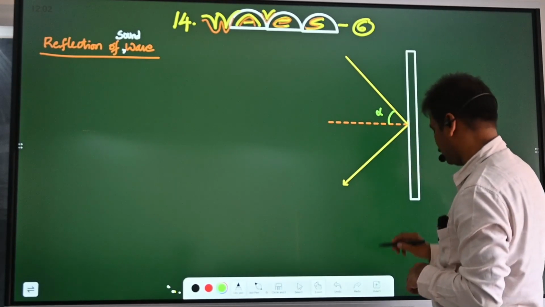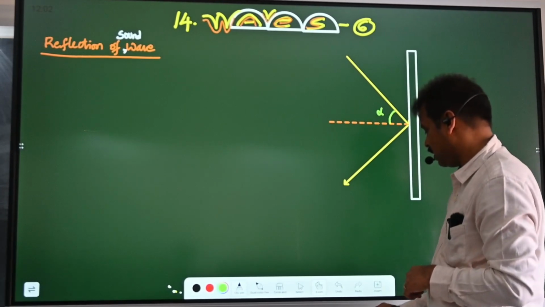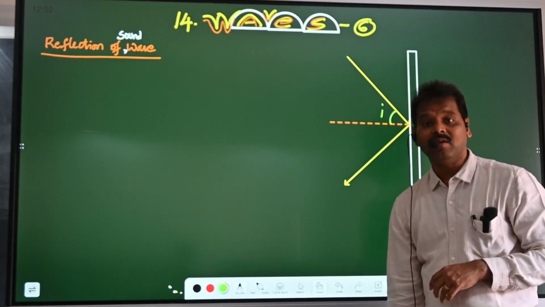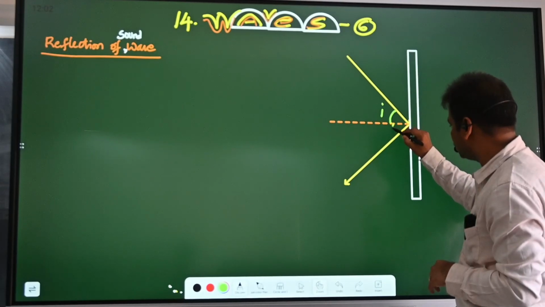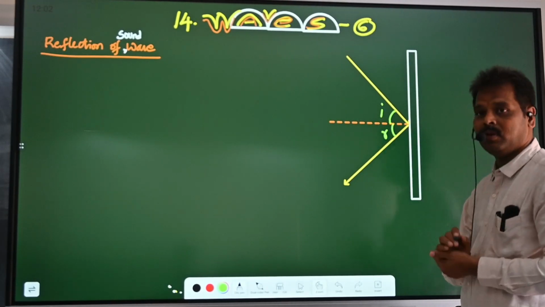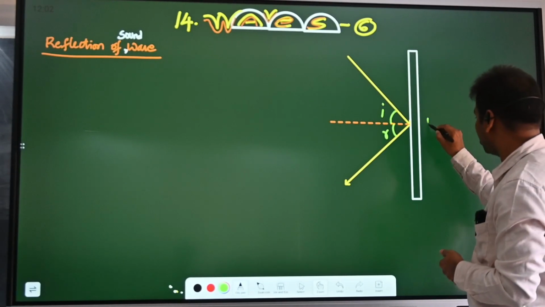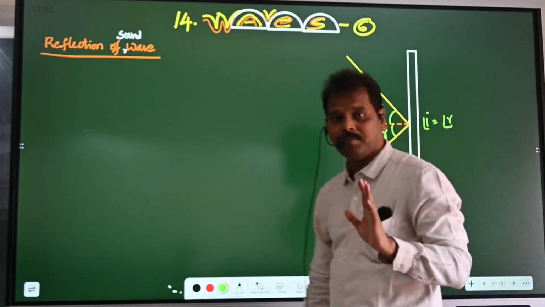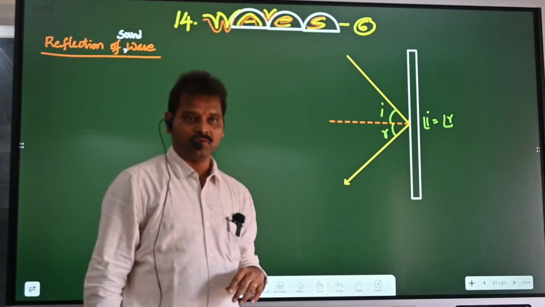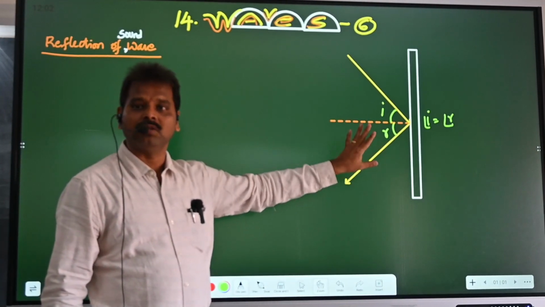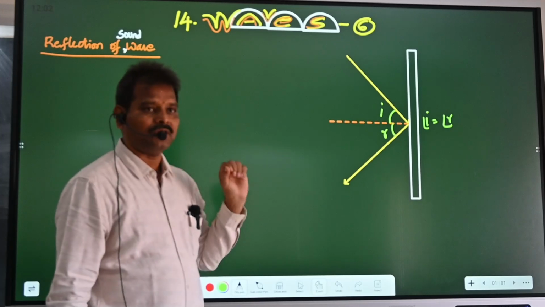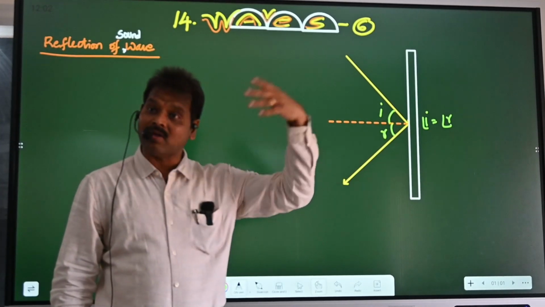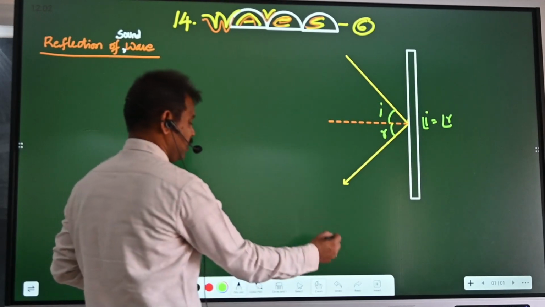This is alpha, this is alpha. I will take this as I, angle of incidence. And what about this angle? Angle of reflection. So here I can write angle I is equal to angle R in case of light waves. We studied this, but in case of sound also it is correct. But the fact we have to remember is that some part of the light may enter into the other medium. So now we will come to the sound medium.